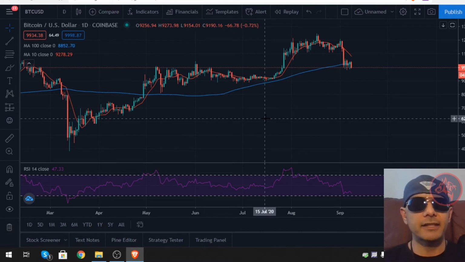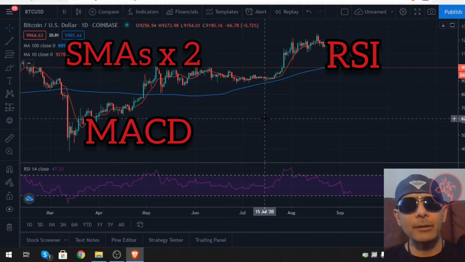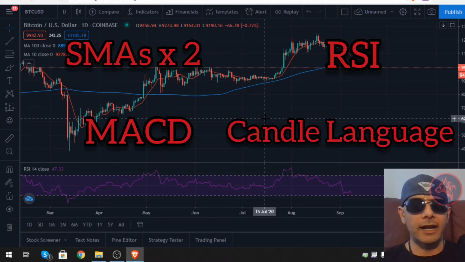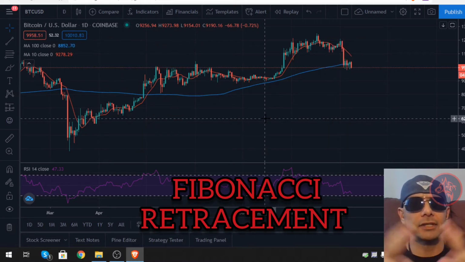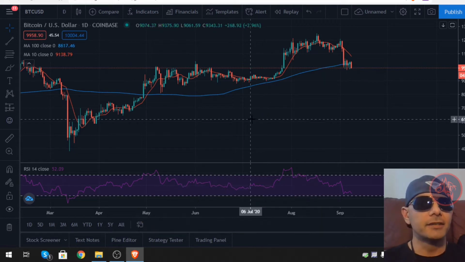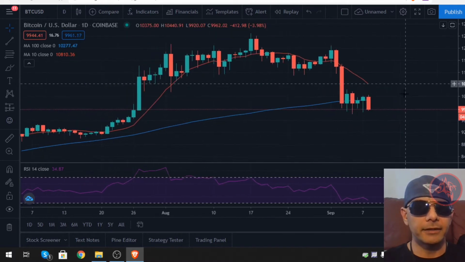I've said this in my simplified trading videos earlier. I use my moving averages, which are the simple moving averages. I'll use two of them. I'll use my relative strength index, the MACD, and the language of the candles, and then at the end Fibonacci, just to kind of put everything into calculation, a tried and true calculation from Fibonacci. So let's go into first things first, right? Let's go into the market. Let's see what's going on.